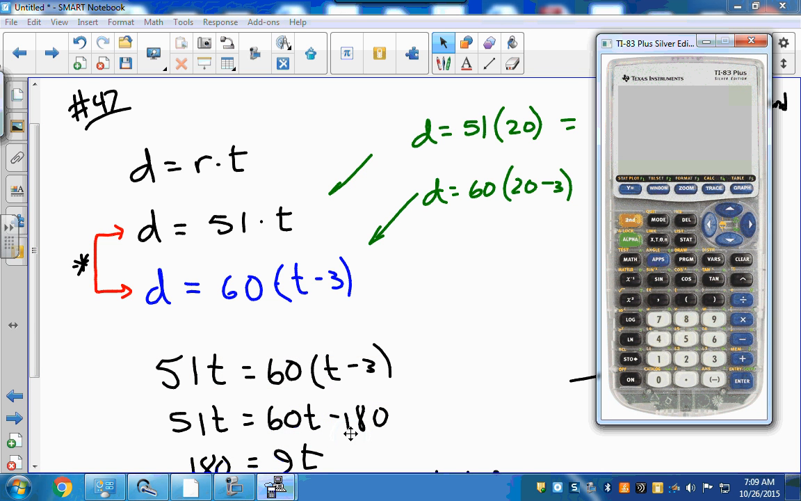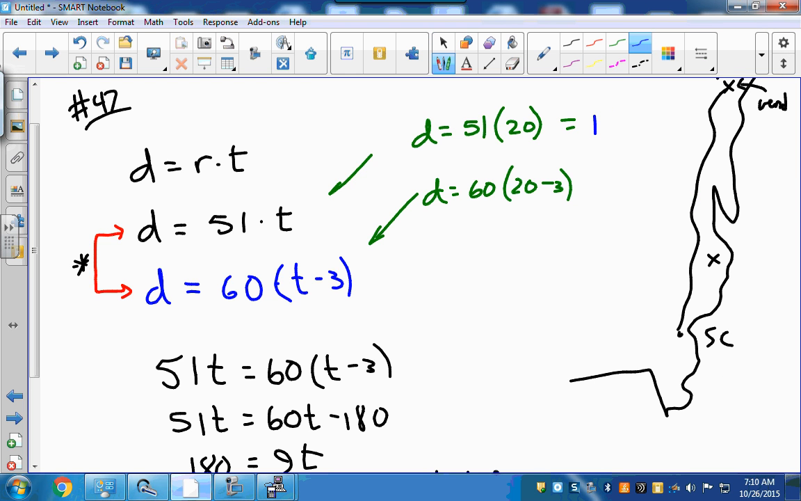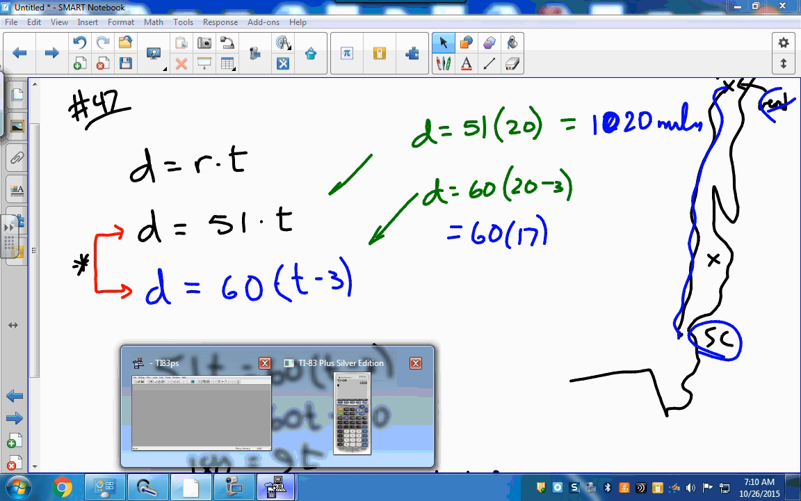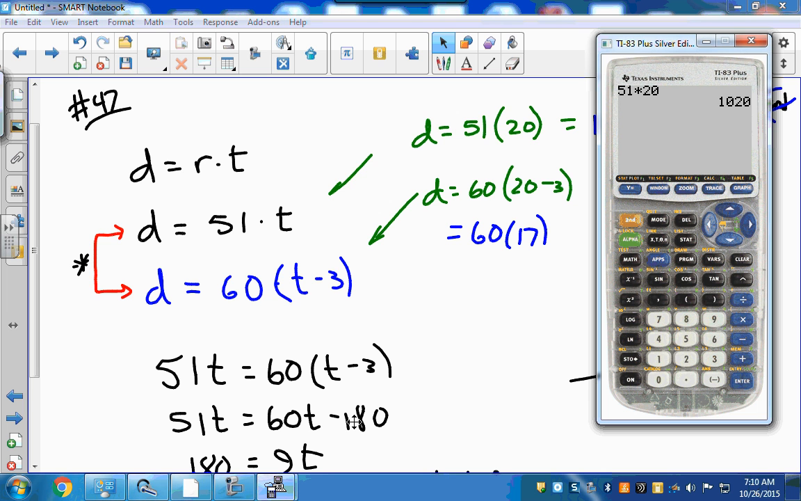In the first case, we have 51 times 20 hours. Okay, so 1,020 miles, and that seems to make sense. Certainly that long a distance between South Carolina and Vermont. And if we just want to double check and do 60 times 17, we should have the exact same distance. So let's see how that falls out. 60 times 17. Sure enough, 1,020 miles.